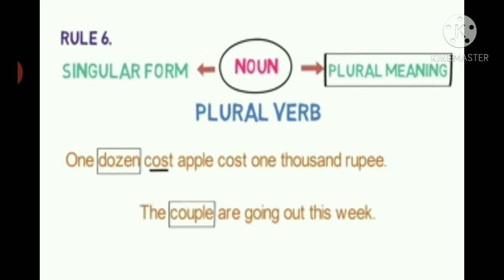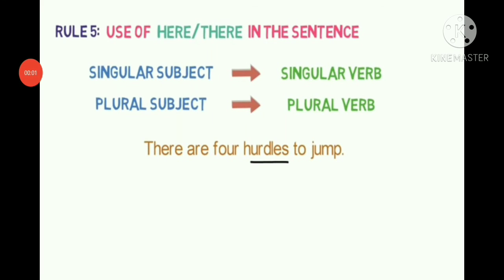The couple are going out this week. Now couple singular form but meaning plural. So that is why we are using are. Another example, the people were confused about whether it was a public holiday or not. So over here, people singular but meaning plural. That is why we can use were.